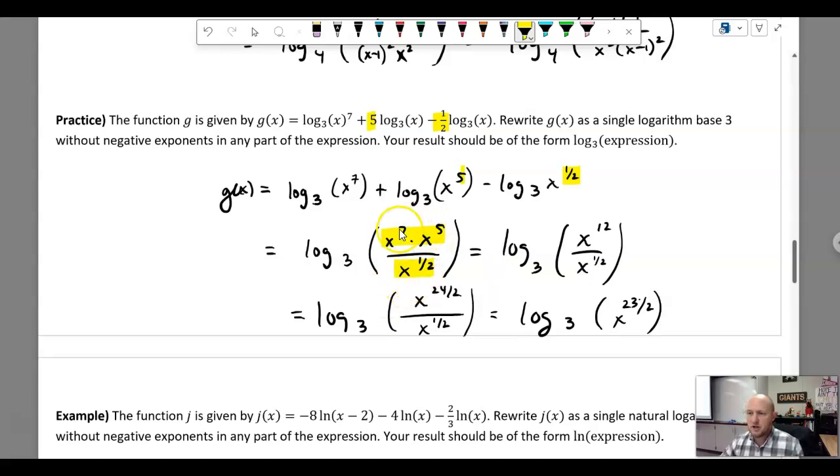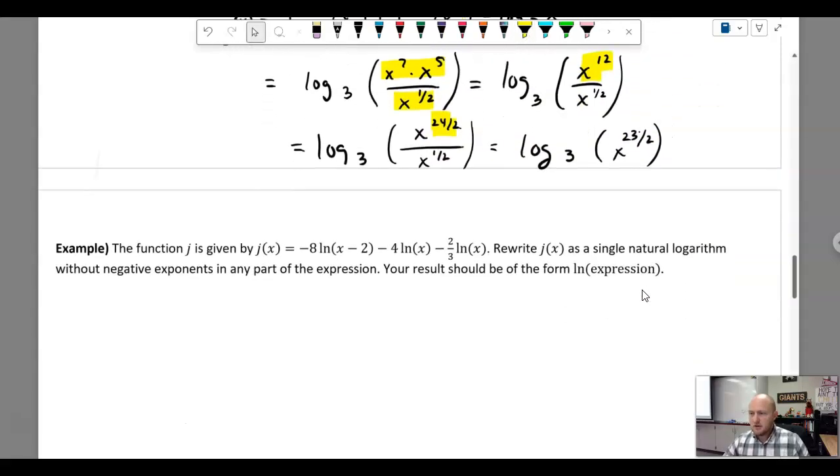We can consolidate our x to the 7th and x to the 5th by adding those to give us x to the power 12. And then we have to go ahead and subtract these. Now in order to subtract numbers, if you have a fraction, you have to have a common denominator. So I'm going to turn 12 into 24 over 2. And then we can take away 1/2 from that. So 24 over 2, take away 1/2 gives us 23 halves. So there is your answer.